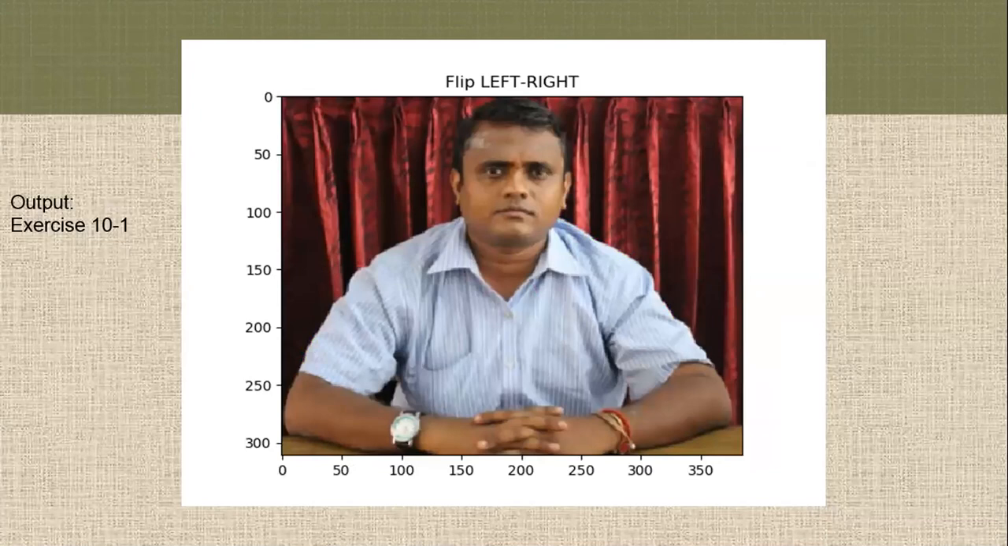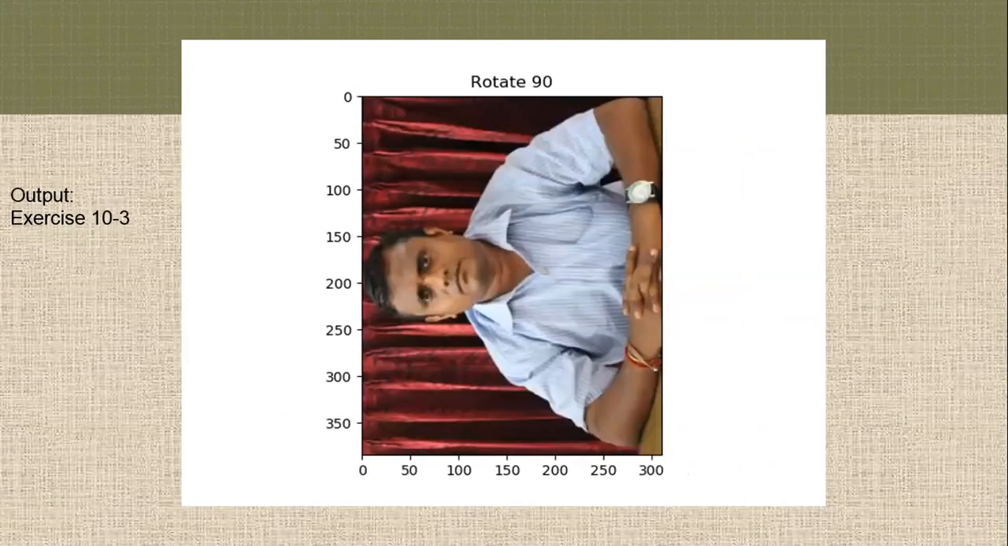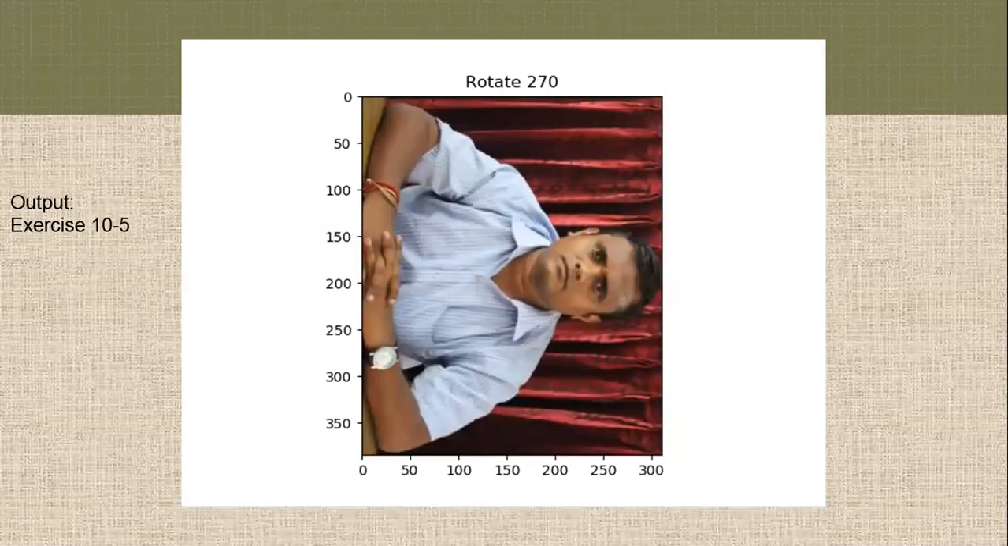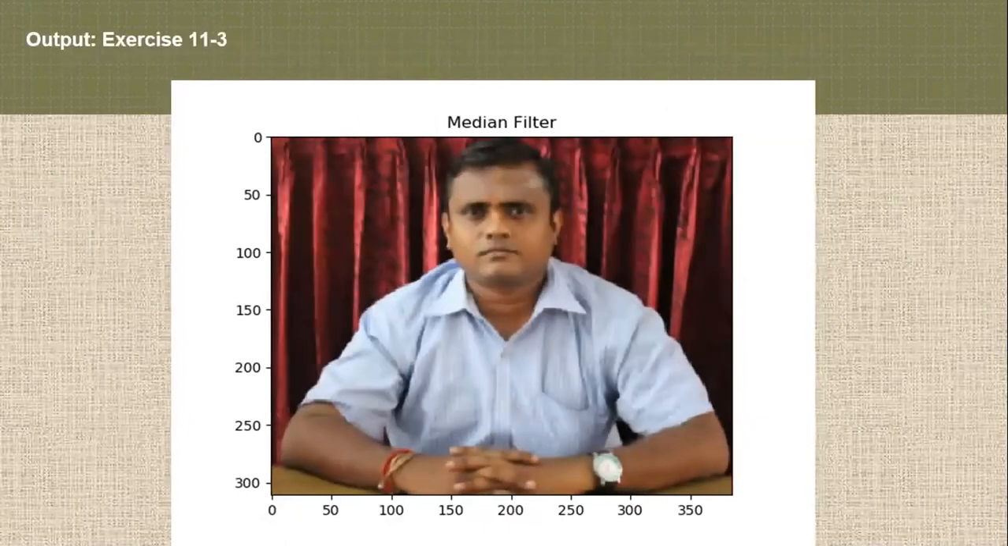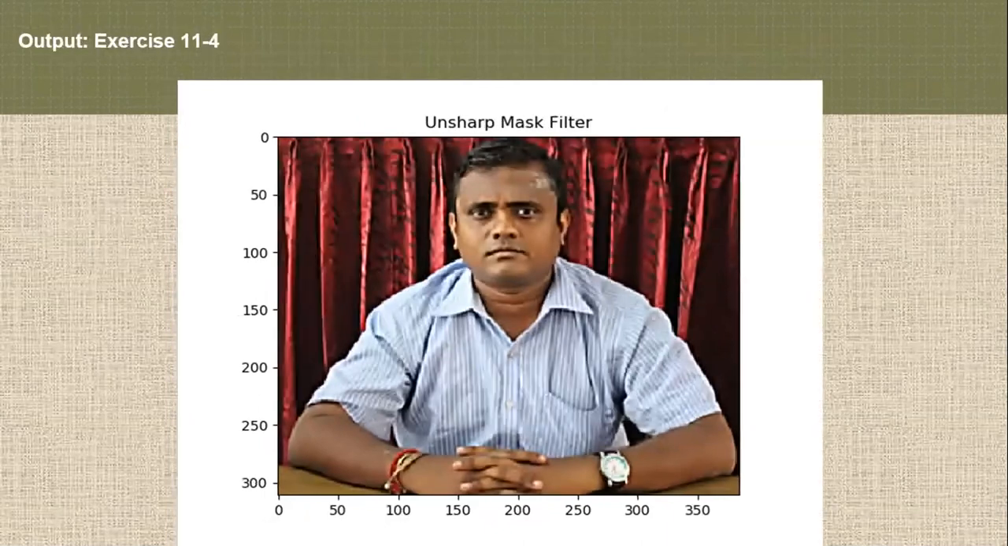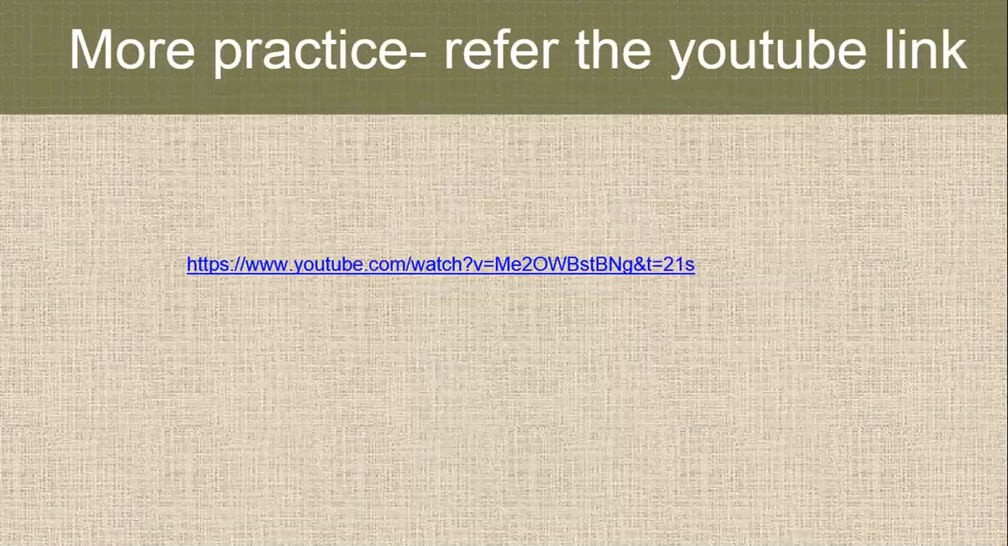Output of exercise 10 number one, and flip top to bottom, output of the 10th exercise second program, rotate 90 degree, rotate 180 degree, rotate 270 degree, and Gaussian blur filtering output, minimum filter output, median filter output, and unsharp mask filter output, and image file format conversion, JPEG to PNG. If you want more tutorials, refer to the YouTube link given here.